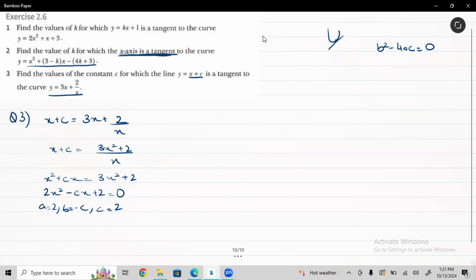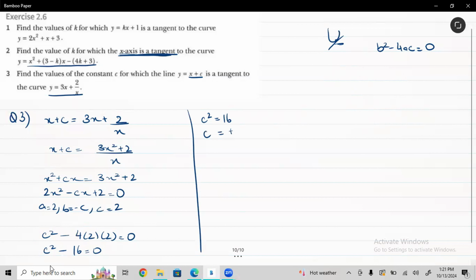Input this into the equation. So b squared is negative c squared, which is c squared, minus 4ac, 4 multiplied by 2 multiplied by 2 again. And this should be equal to 0 because it's a tangent, and a tangent intersects at only one point. Next, c squared minus 4 times 8, 8 times 16, is equal to 0. c squared is equal to positive 16, and c is equal to positive or negative 4. Either of these two answers, but it's better to write positive, negative 4.